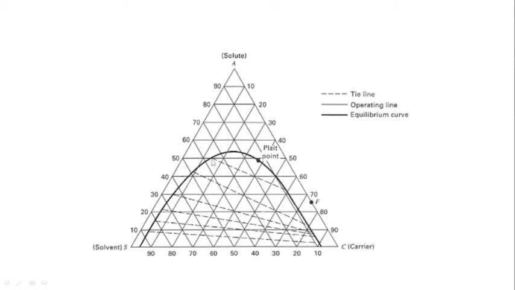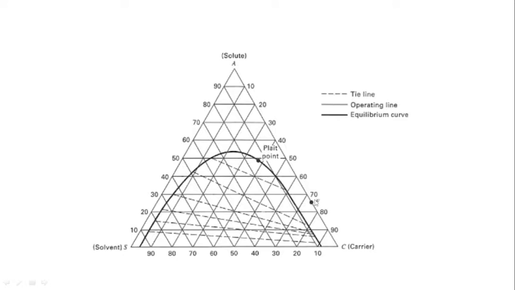So this is the extract section and this is the raffinate section. A line joining the extract section and raffinate section will join at the plait point, and separation is only possible inside this dome area. Outside this area no separation is possible, and these parallel lines are the operating lines, which are obtained by solving the material balance.